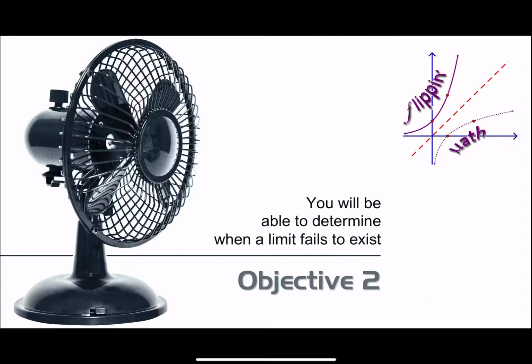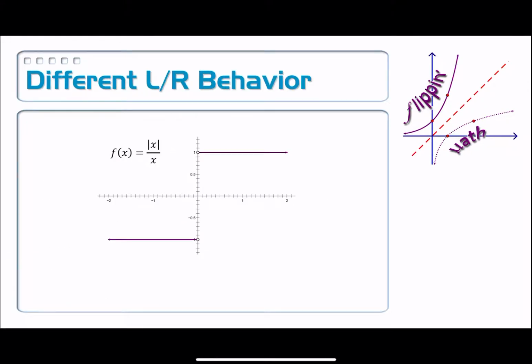All right, so let's conclude that investigation and summarize the three ways in which a limit fails to exist, and one of them does have to do with this particular kind of fan called an oscillating fan. All right, so the first way in which a limit fails to exist is different left-right behavior.